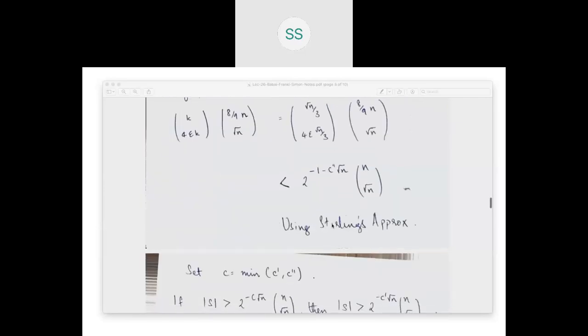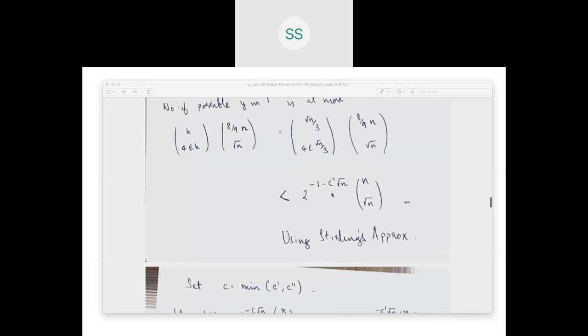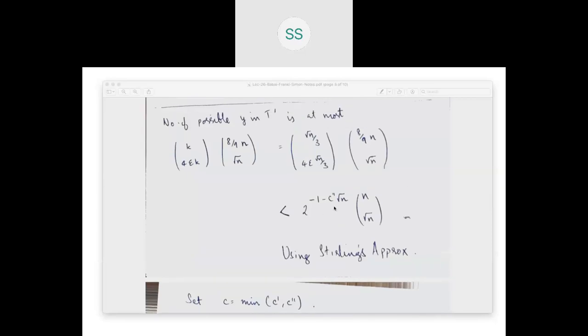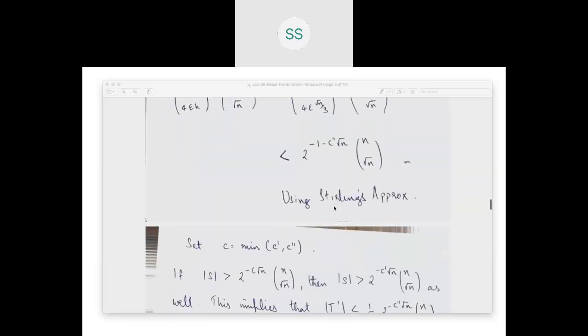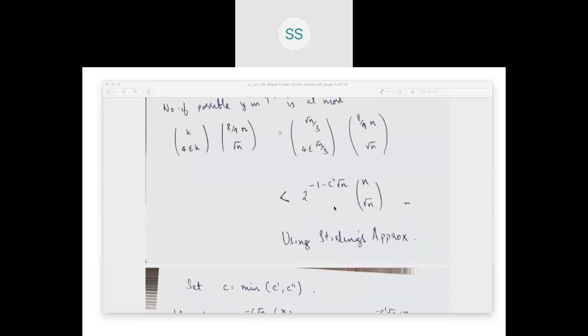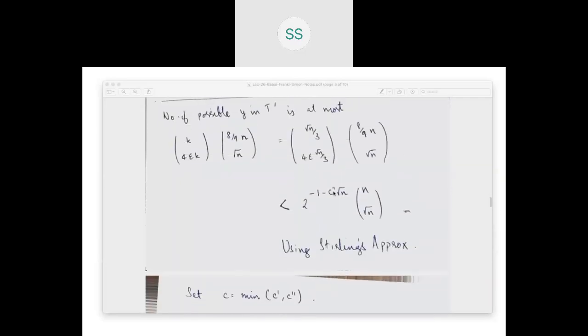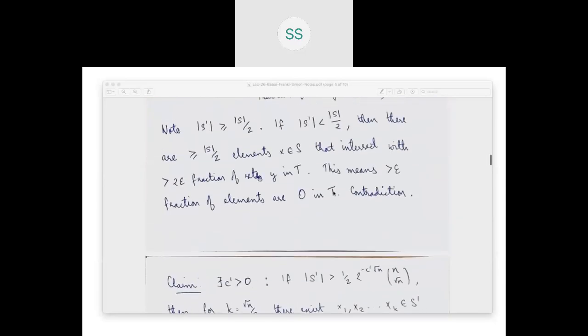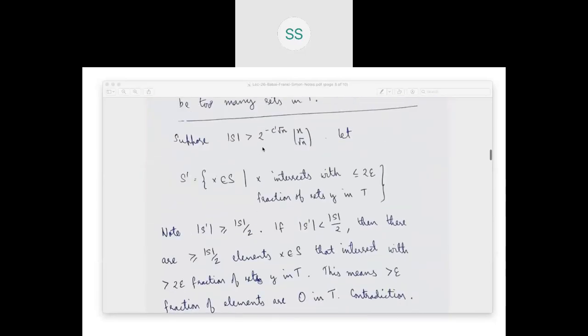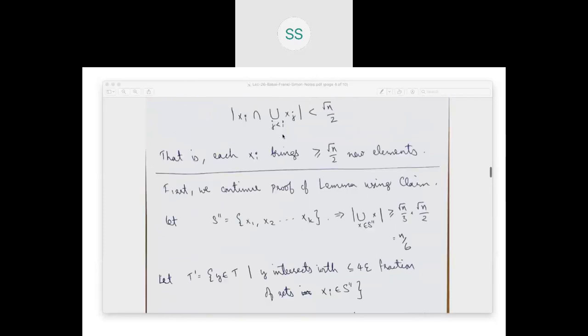So now we'll first complete the proof. We'll leave the Stirling calculation for a bit. Recall what we did. We assumed that S is large, and assuming S is large, we have shown that T prime is small. Now we had c prime. We assumed that S is greater than 2 power minus c prime square root n fraction.